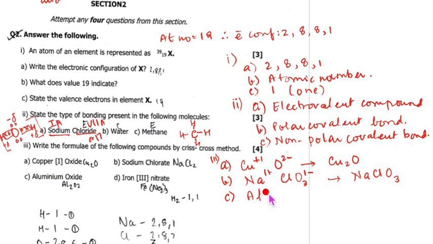Then we come to C, aluminium oxide. Now Al is 3+ and O is 2-. So crisscross will give us Al2O3.